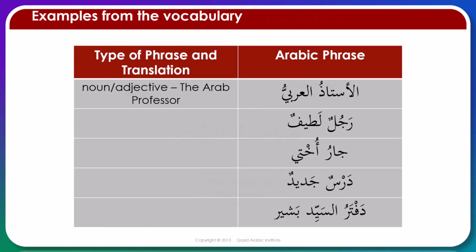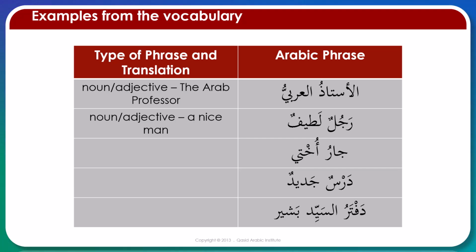So let's look at some phrases that we have from the vocabulary in your lesson. In the first one, al-ustadhu al-arabiyyu means the Arab professor. Notice this is a noun adjective phrase. Why? Because you have a noun, al-ustad, followed by an adjective, al-arabi, which is describing the noun. Both are masculine, both have dhamma, and both are definite. The next phrase, rajulun latifun, means a nice man. Notice that both are masculine, both have tanween, and both have dhamma tanween, and both are indefinite.